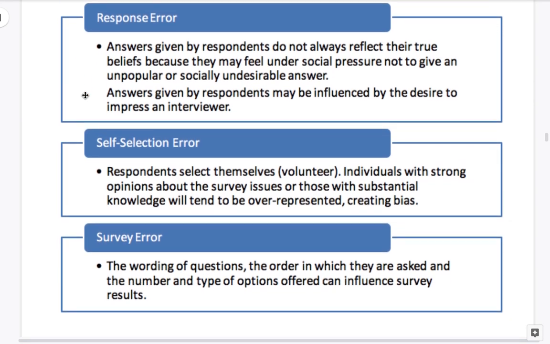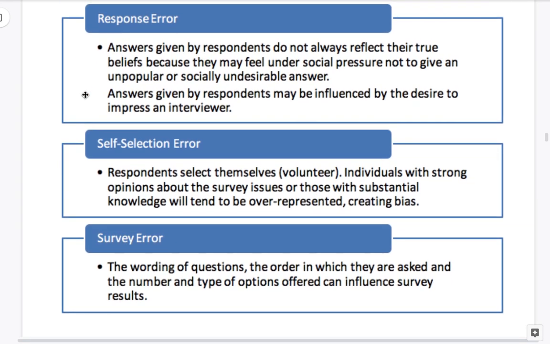A third one is response error, and this is when we ask people a question and we don't always get a truthful answer. So for example, if I was to ask about a sensitive topic, say I might ask a student, how much alcohol did you drink on the weekend? What I might find is that they will give me the answer that they think I want to hear, or that's the cool answer. They may or may not give me the truthful answer. Okay, so when people give untruthful answers, then that is called response error.